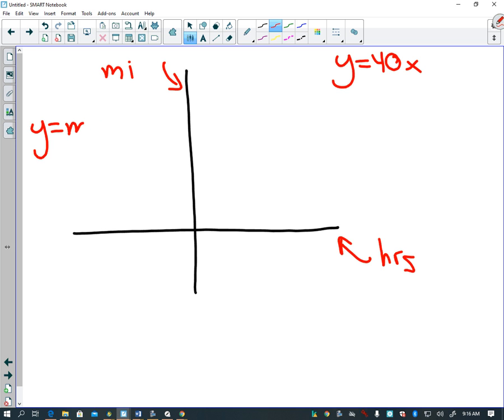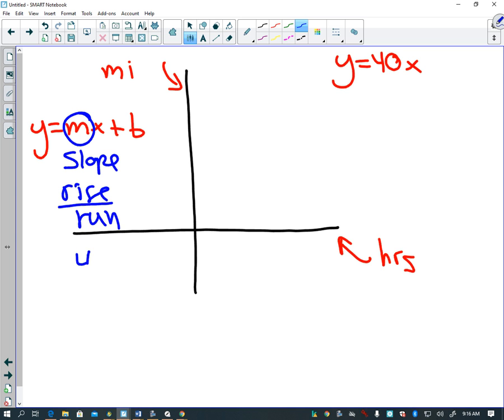y equals mx plus b. What is m? Slope. And slope is what? Rise over run, which means slope is always a fraction, right? So what is the slope in my equation? 40. What is the fraction for 40? 40 over 1. 40 miles over what? 1 hour.